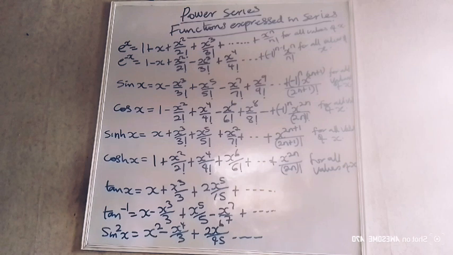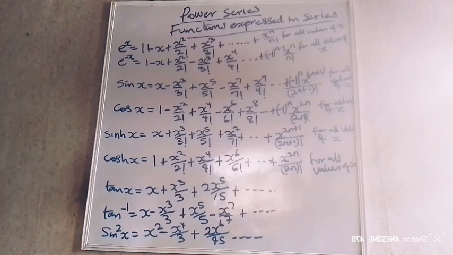For sin x, we have derived this before. X minus x cubed over 3 factorial plus x raised to power 5 over 5 factorial minus x raised to power 7 over 7 factorial, and continue like that. Every term will be minus 1 raised to power n times x raised to power 2n plus 1 over 2n plus 1 factorial for all values of x.